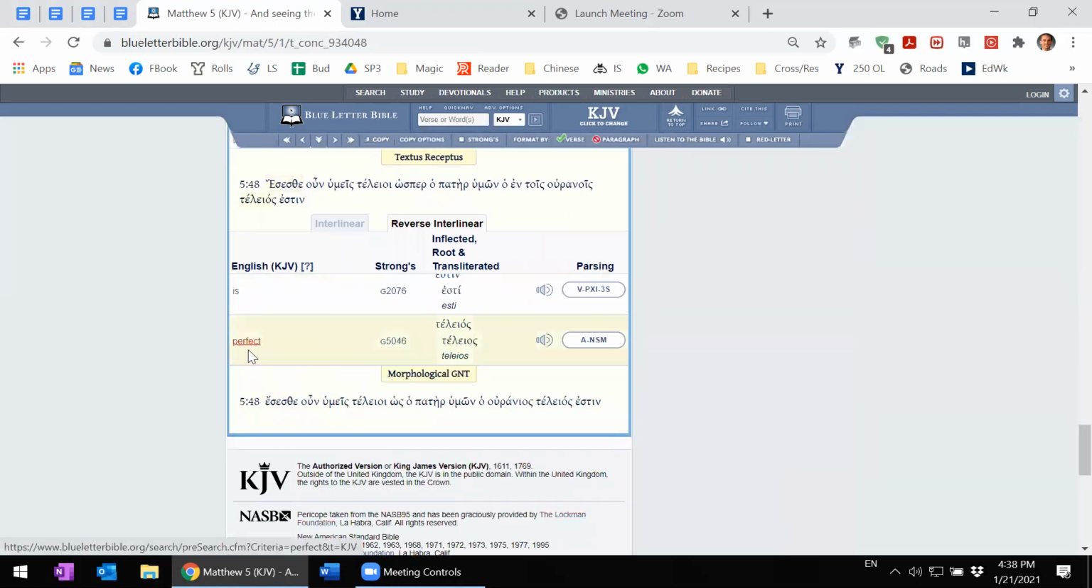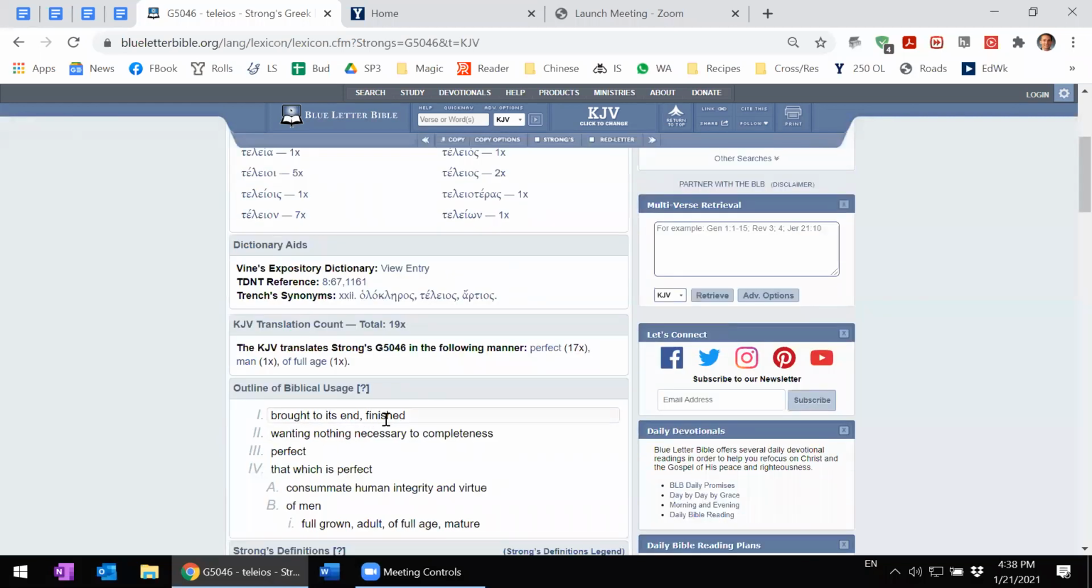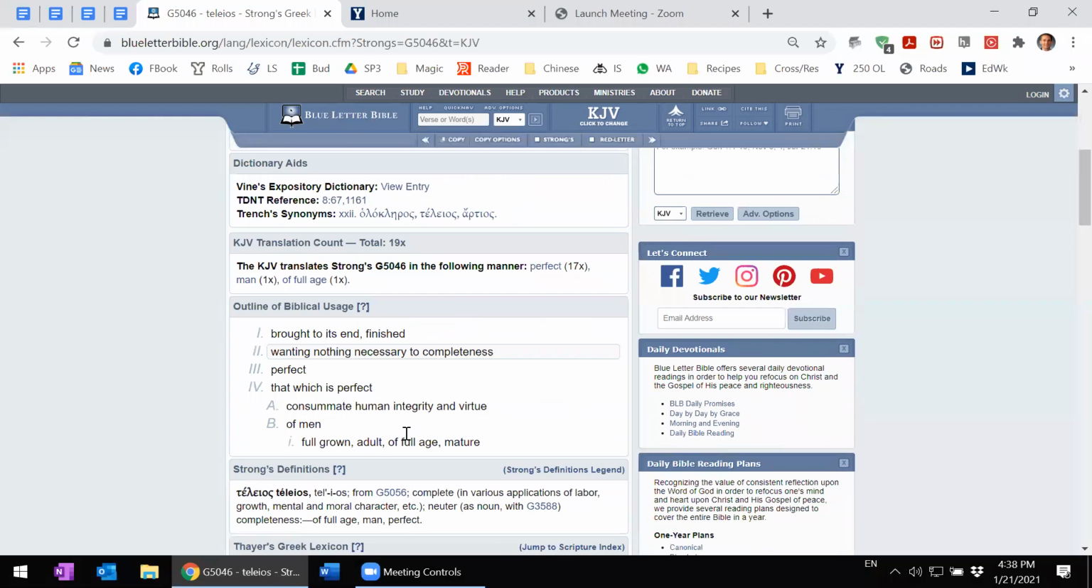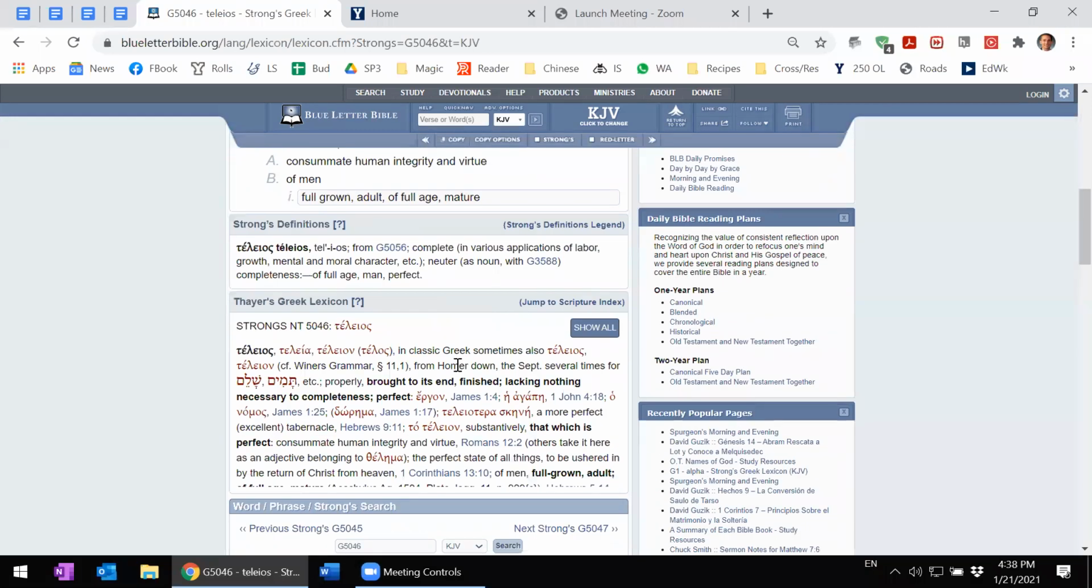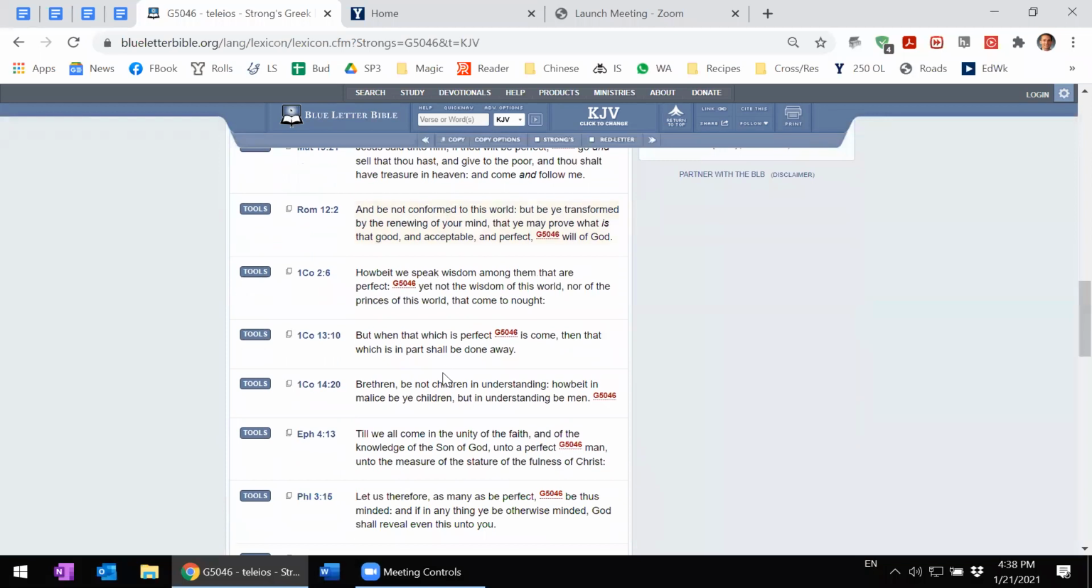So I want to learn more about what this Greek word that is underlying perfect means. So I come to perfect, there's the Greek word, I can click on it and get a definition: brought to its end, finished, complete, of full age, mature. And so I could do some more exploration down here of these other times the word perfect appears, and find out that it doesn't mean without flaw or no errors at all, but is talking about a growth and a development.